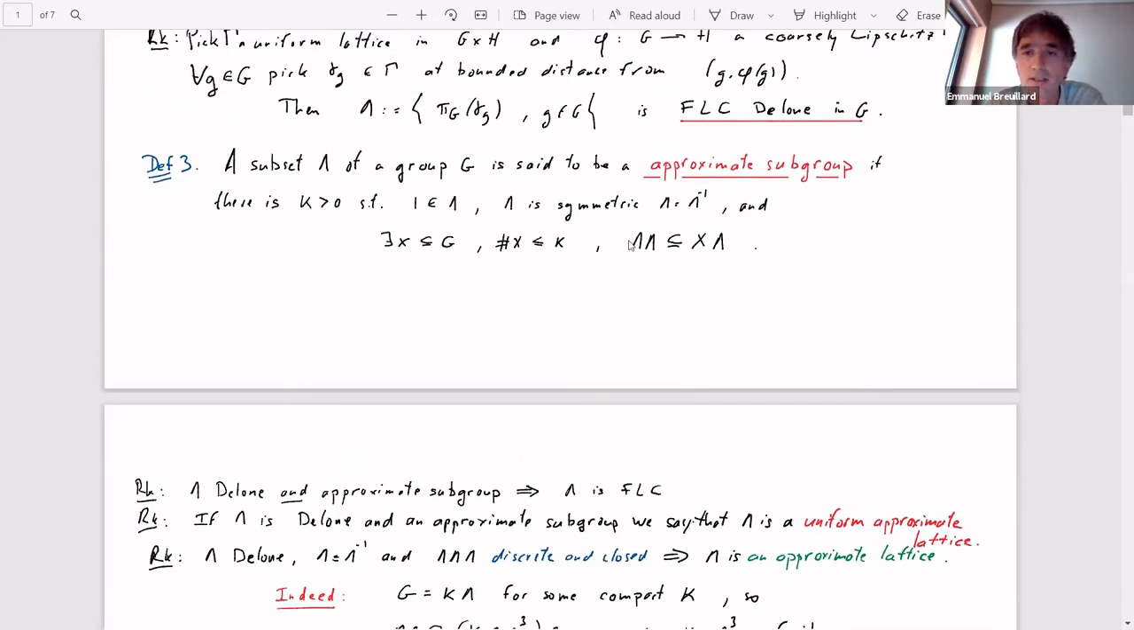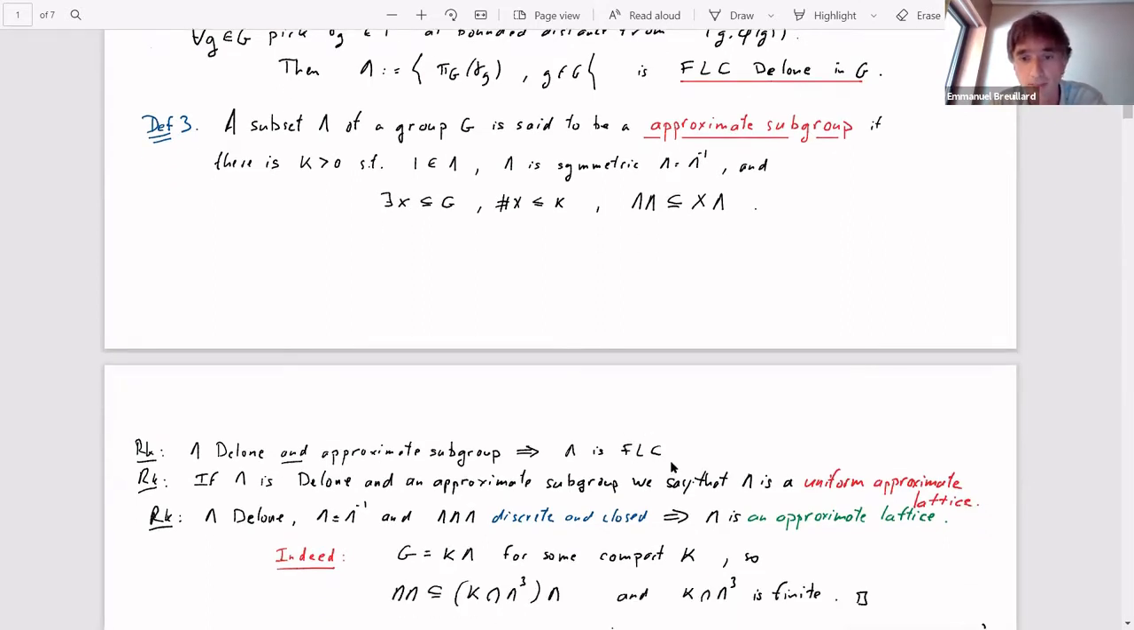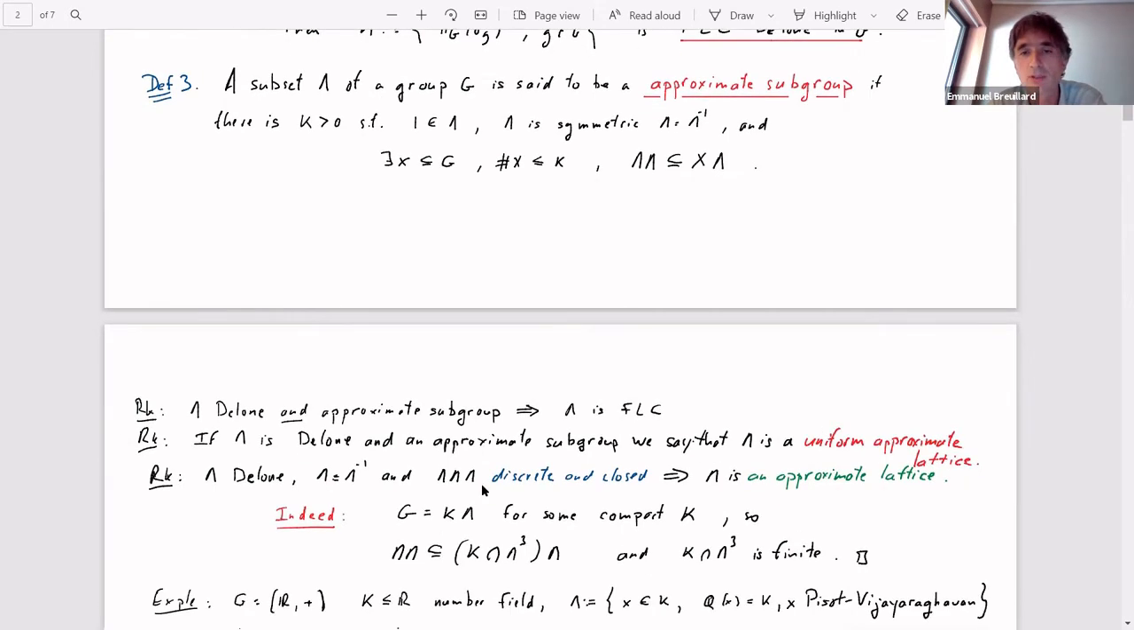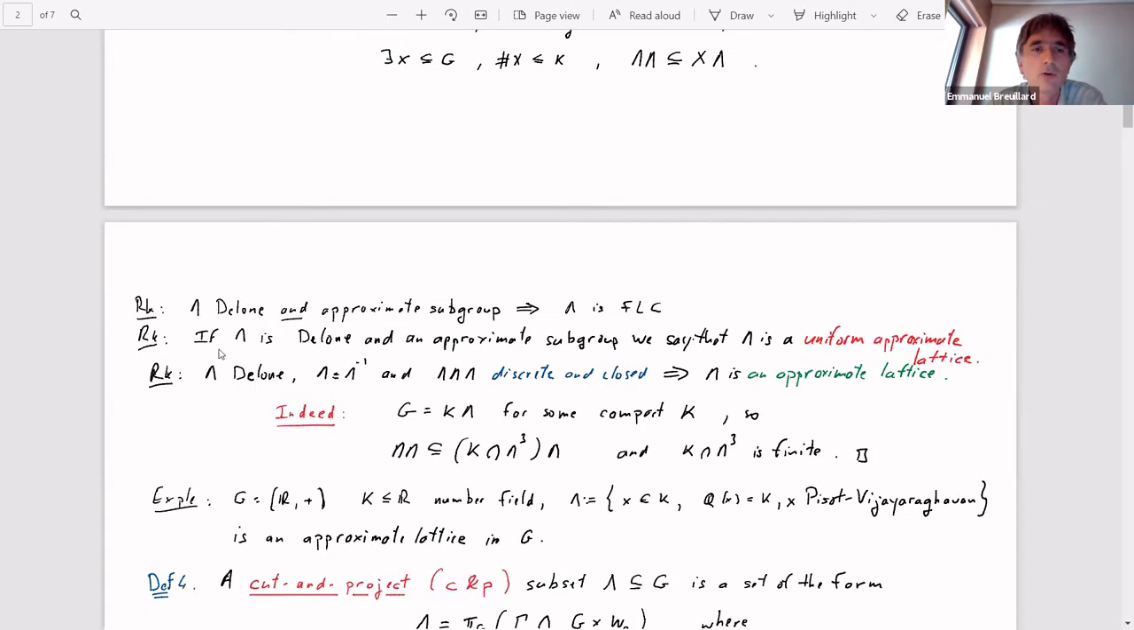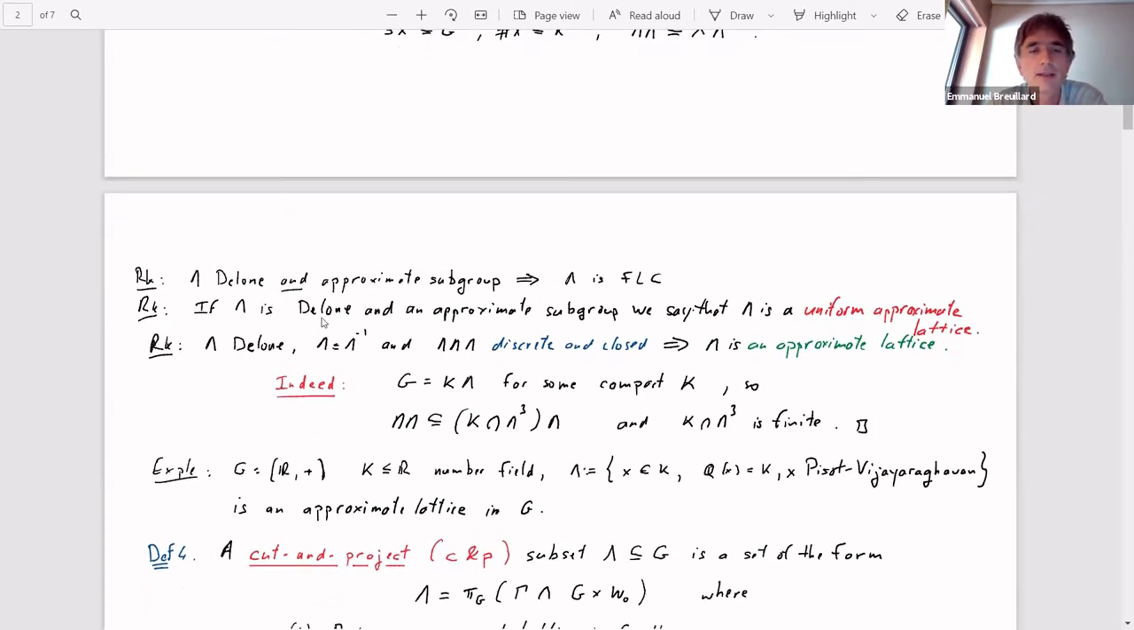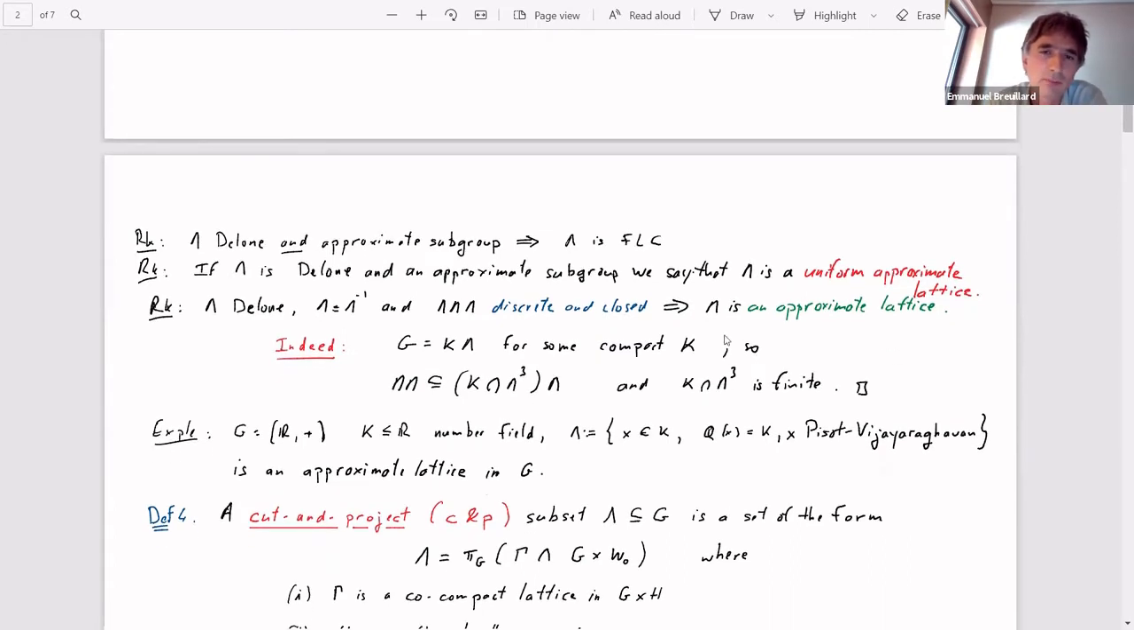So for this reason, if you start with a Delone set which is also an approximate group, then lambda times lambda will be locally finite, and therefore it would be FLC. So the Delone sets that are also approximate groups are FLC Delone sets. And we'll see that the converse actually does not hold. For the remainder of the talk, I will call a Delone set which is also an approximate subgroup a uniform approximate lattice. So an approximate lattice is a Delone set which is also an approximate group. And I call it uniform because later I will define non-uniform versions.